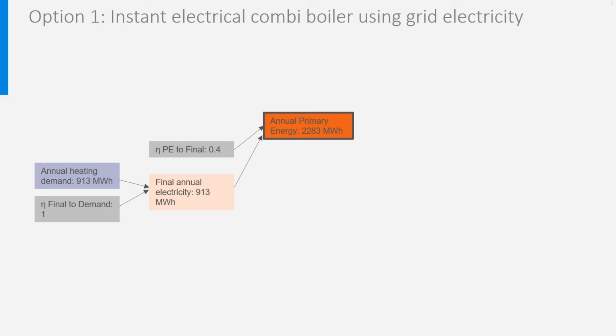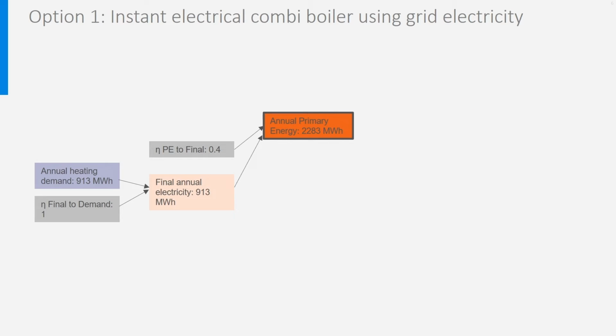We now need to calculate the primary energy. For this, we need the efficiency of making electricity from natural resources. We saw that in the Netherlands, this efficiency is around 0.4. The annual primary energy is therefore 913 divided by 0.4, which is 2283 megawatt-hour.